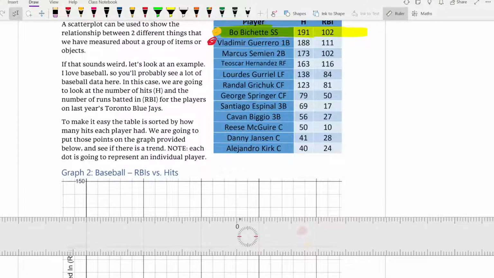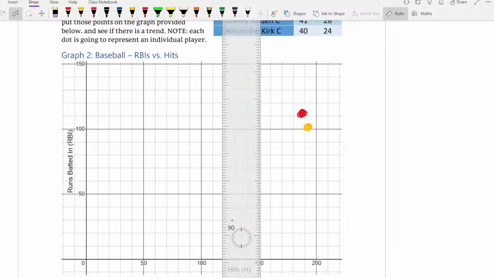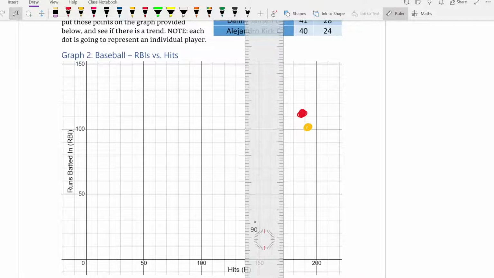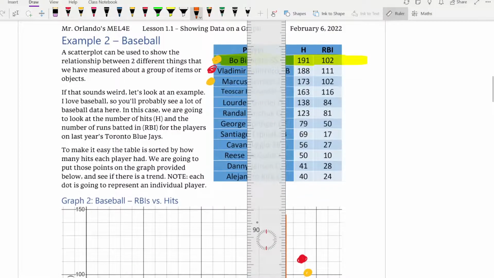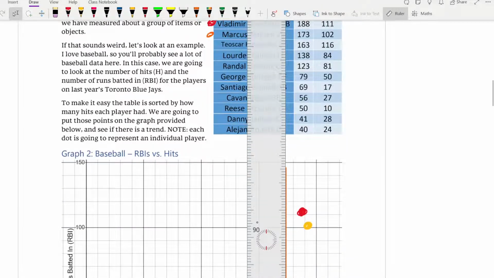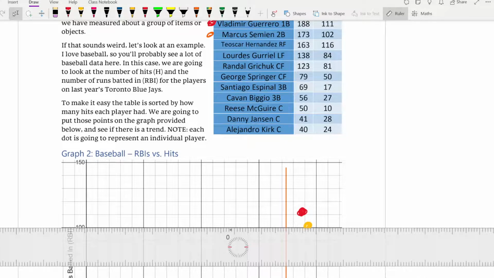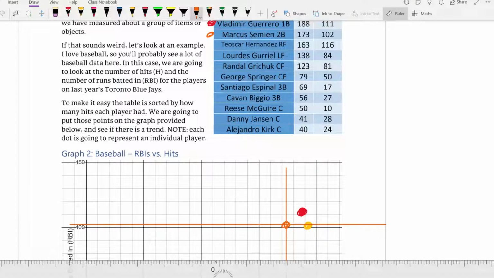I'll do two more. Marcus Semien. He had 173 hits. So that's 150, 160, 170. 173 should live more or less there. And he had 102 RBIs, which is the exact same amount as our first guy. So we'll go there, and we'll say that's his point there. And again, I don't actually want to keep these lines on here.